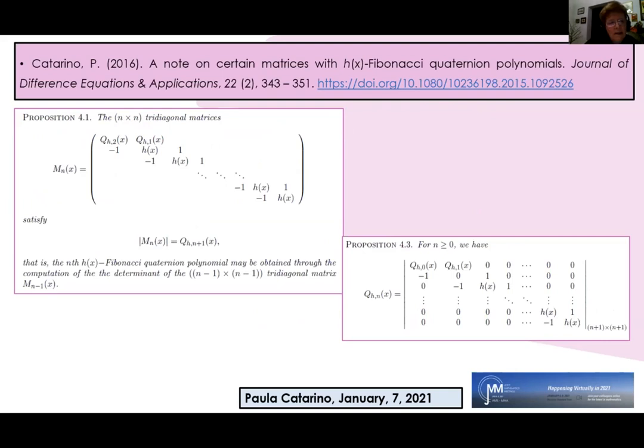Using this type of tridiagonal matrices, where the other entries are null, and in the principal diagonal we have this kind of elements, we can show that the determinant of this kind of matrix is exactly the term of order n+1 of this sequence of quaternions. Also, in proposition 4.3, the terms of order n of this sequence can be given by the determinant of this type of tridiagonal matrices.